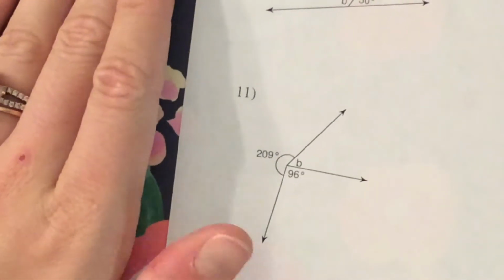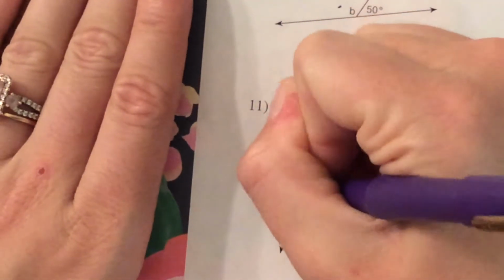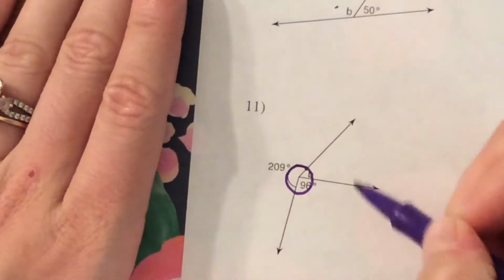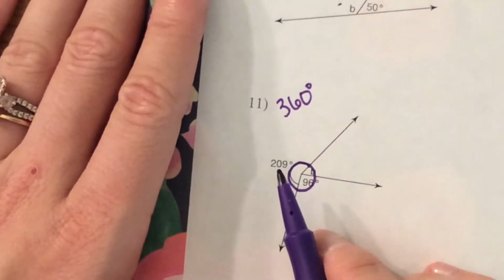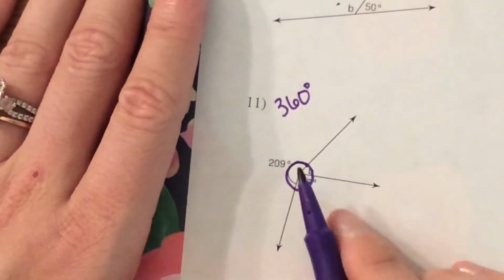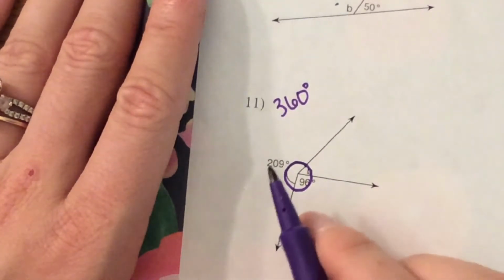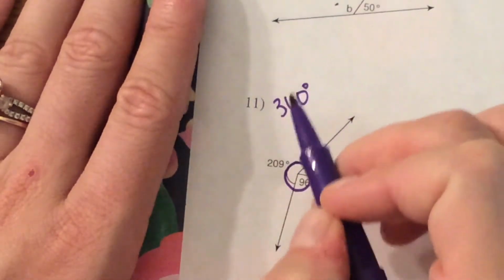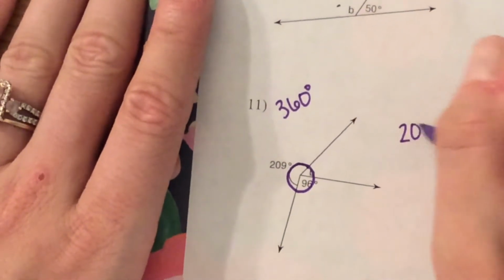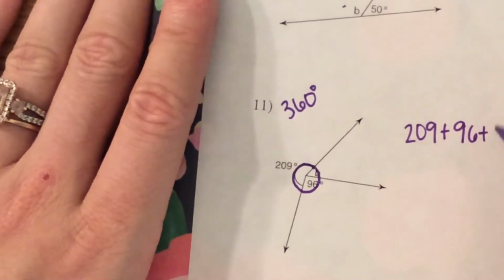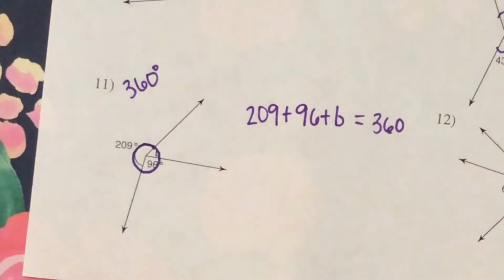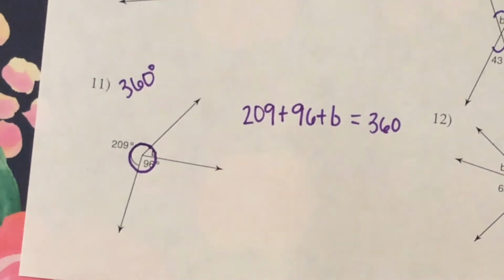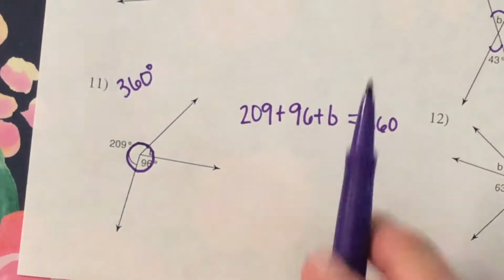Zoom in for you. Anytime that you have a circle or angles that go all the way around in a circle, they're going to add up to 360 degrees. So we know that this is 209. We know that this is 96, but we need to figure out what B is. I know that all three of these angles added together should give me 360. So if I take them plus B and I set them equal to 360, then I can solve for B. Now, I don't have a calculator on me, so I'm going to let you finish that one off. Just solve for B.